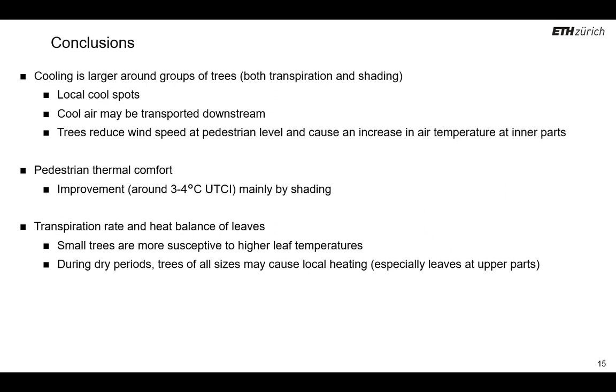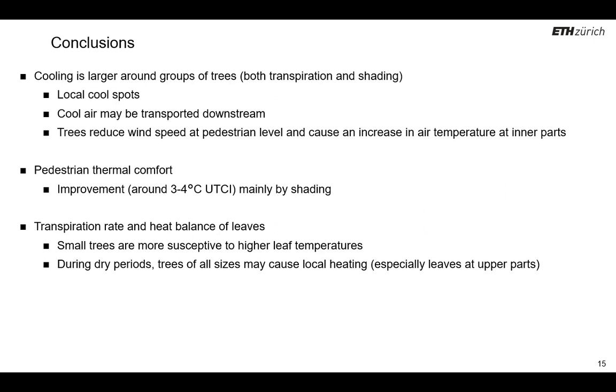So as a summary, we observe cooling around large groups of trees, and this can be transported further depending on the wind direction and the orientation of buildings. Also, the ventilation potential decreases clearly with the trees. Pedestrian thermal comfort improves due to the trees by 3 to 4 degrees UTCI, mainly by shading.